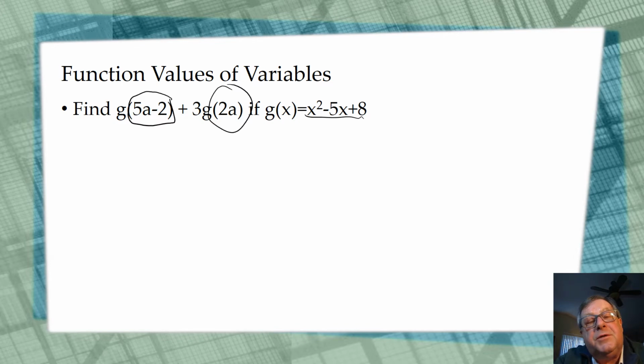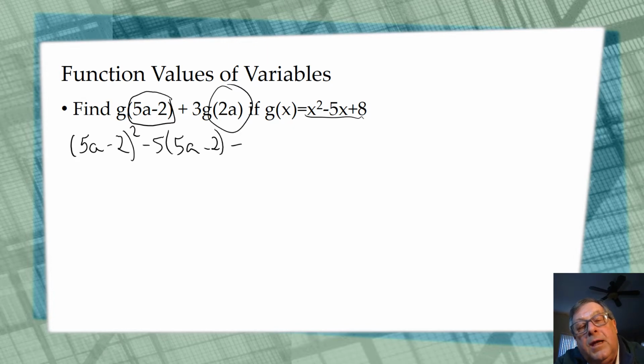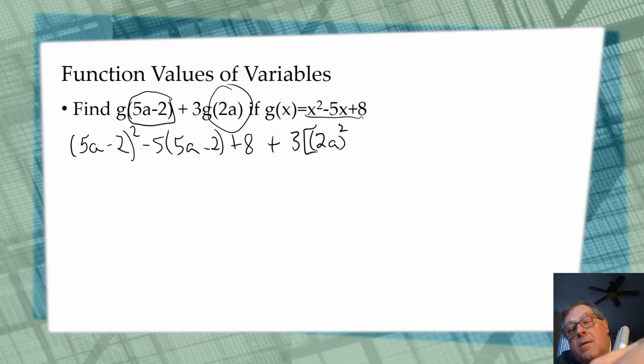All right, I'm going to substitute in 5a minus 2 into the equation. So we've got parentheses 5a minus 2 squared minus 5 times 5a minus 2 plus 8. And then we're going to add to that 3 times 2a squared minus 5 times 2a plus 8.